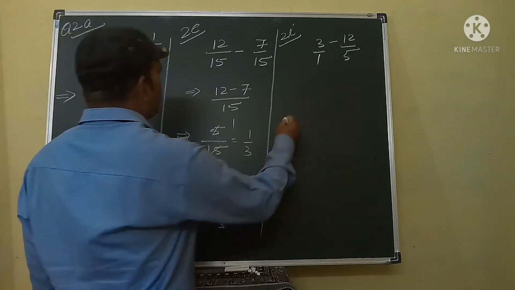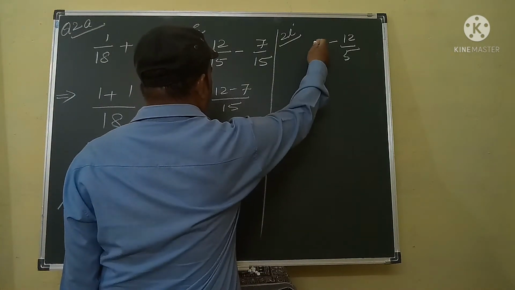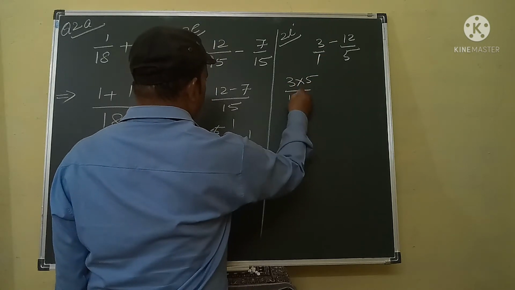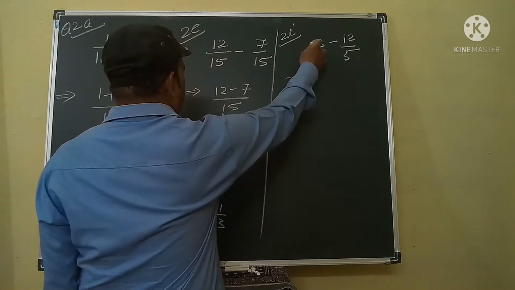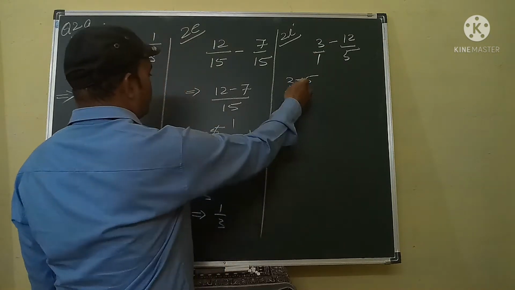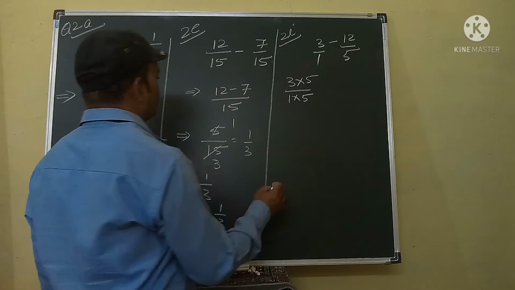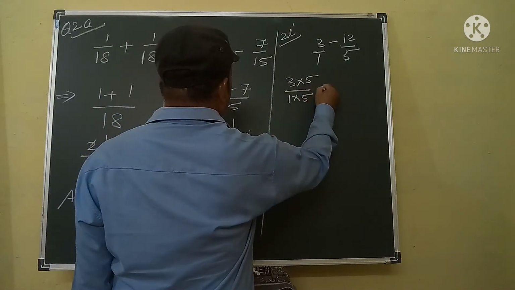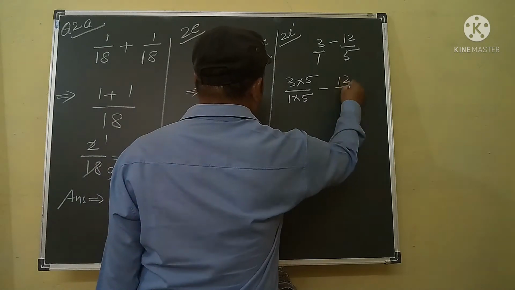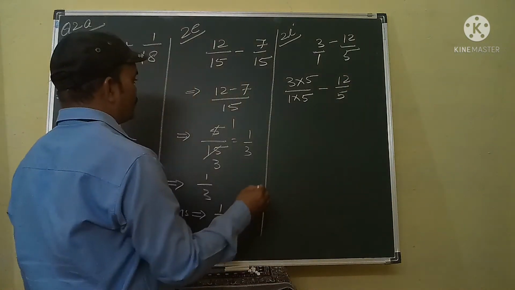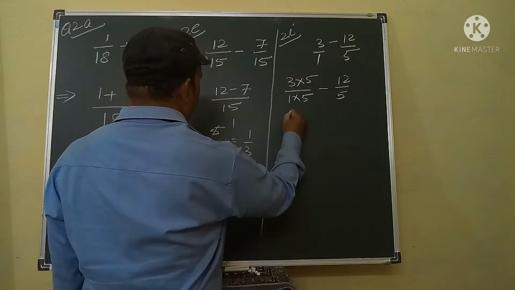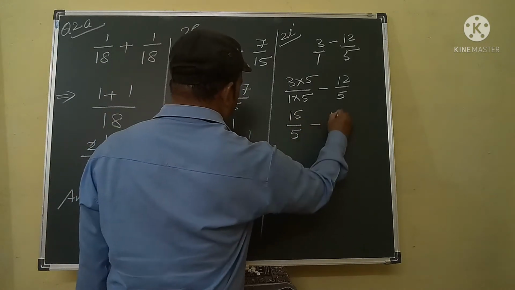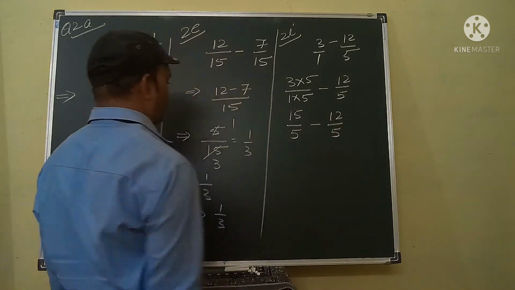So what will we do? In numerator and denominator we multiply by 5. 3 into 5 upon 1 into 5 minus 12 upon 5. 3 fives are 15. 15 upon 5 minus 12 upon 5.